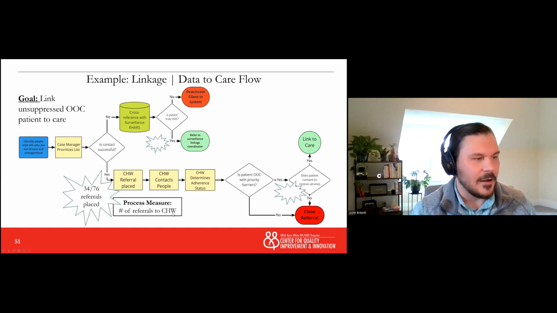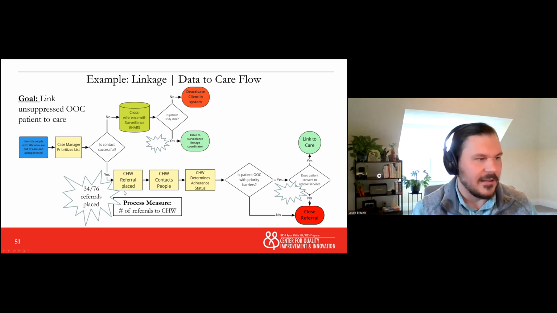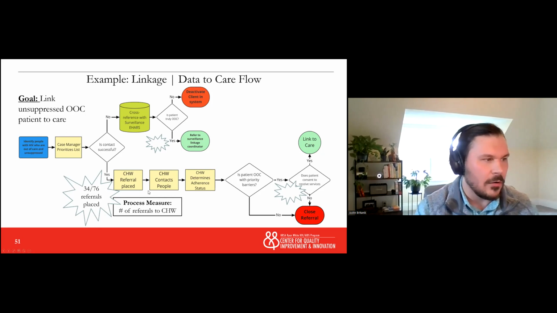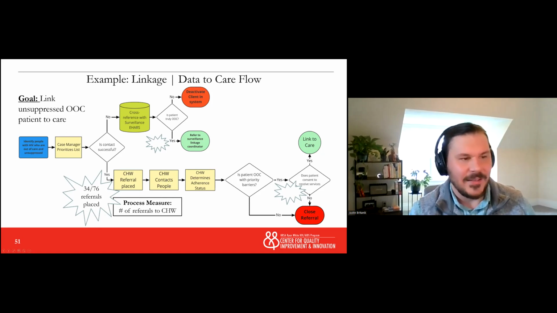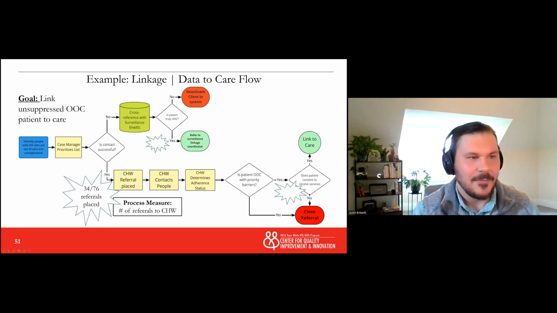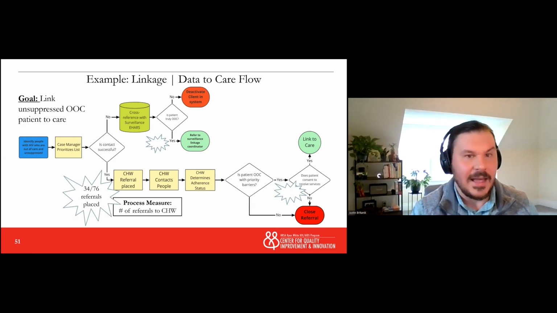So the process measure was the number of referrals to the CHW, and only 34 of 76 referrals. We were able to contact them, but getting that referral placed was the constraint. So this is where we want to start, because if we can't place the referral, we can't contact them, we can't determine their adherence status, we can't find out what barriers they have and how to address them, we can't link them to care. So it really starts with getting this referral. That is the biggest constraint. So we're looking at a smaller step than linkage. We need to start looking at referrals, and that's what's impeding our flow.